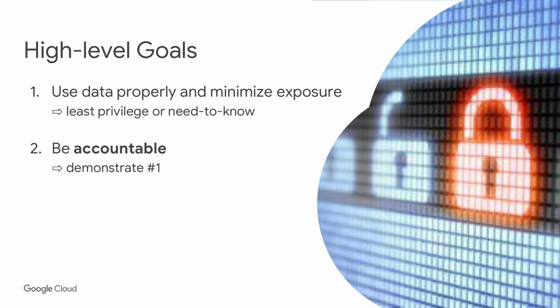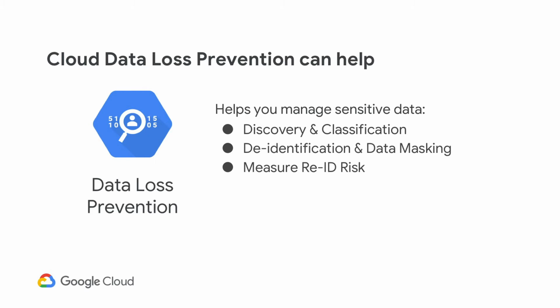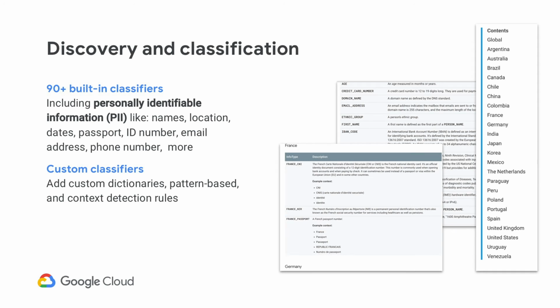So how can Cloud Data Loss Prevention help? What Cloud Data Loss Prevention brings is the ability to discover and classify sensitive data, as well as de-identify or mask that data. Out of the box, when we talk about discovery and classification, we're talking about the ability to go in and look for things like credit card numbers, social security numbers, different types of PII that may be global types, or could be country specific. Out of the box, our Cloud DLP infrastructure has about 90 built-in classifiers. And then you can go in and create your own custom classifiers, or augment the ones that we have.